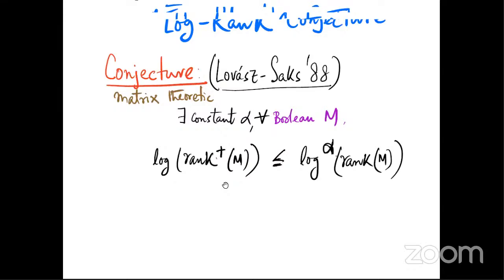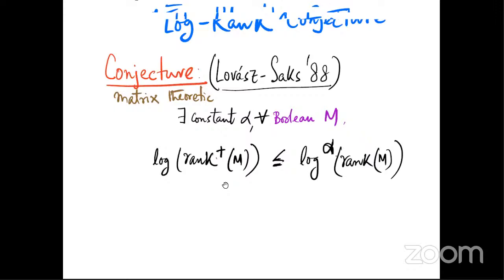The conjecture is a matrix theoretic form which says that you take a Boolean matrix M, and the non-negative rank of the Boolean matrix cannot be too much larger than the ordinary rank of it.